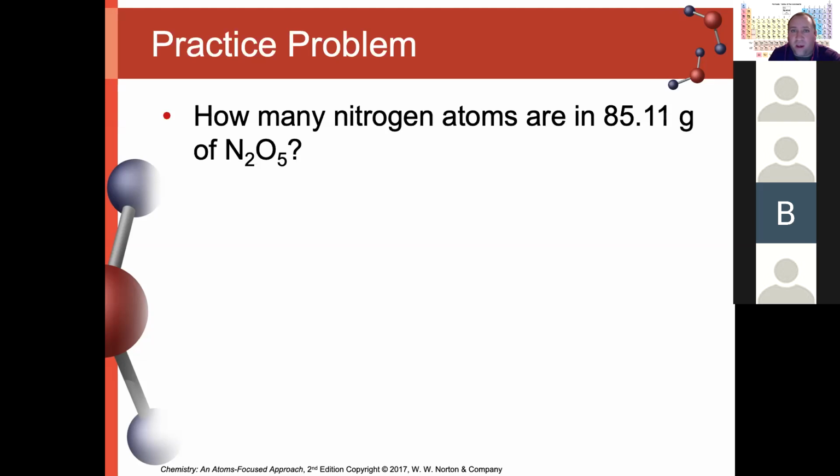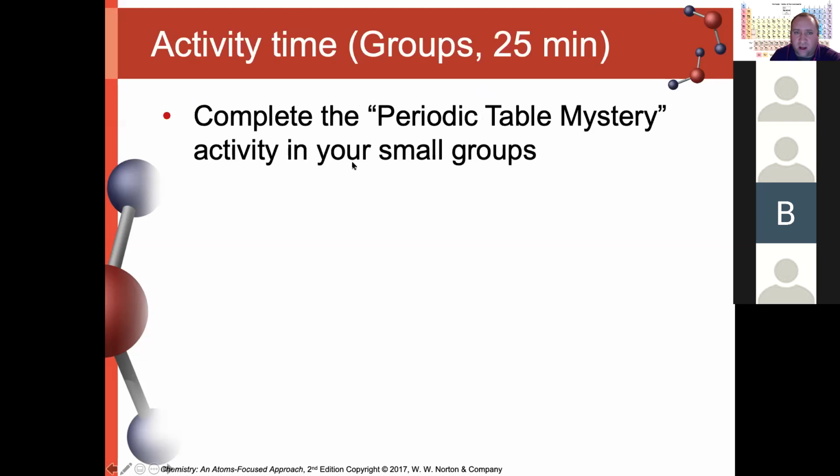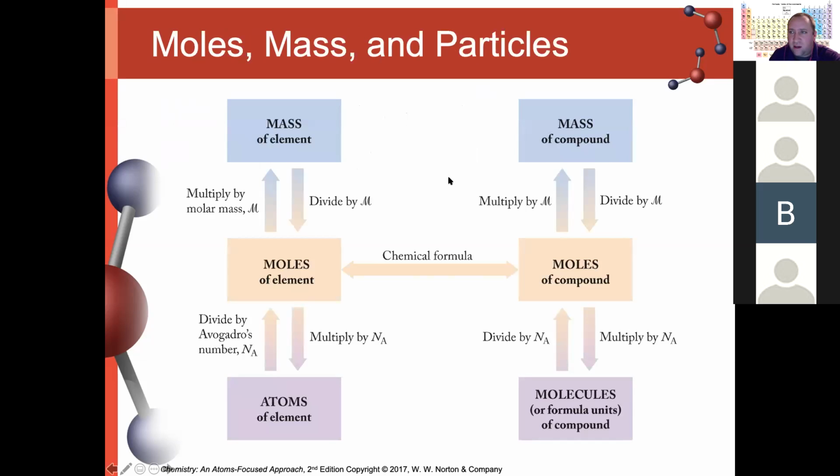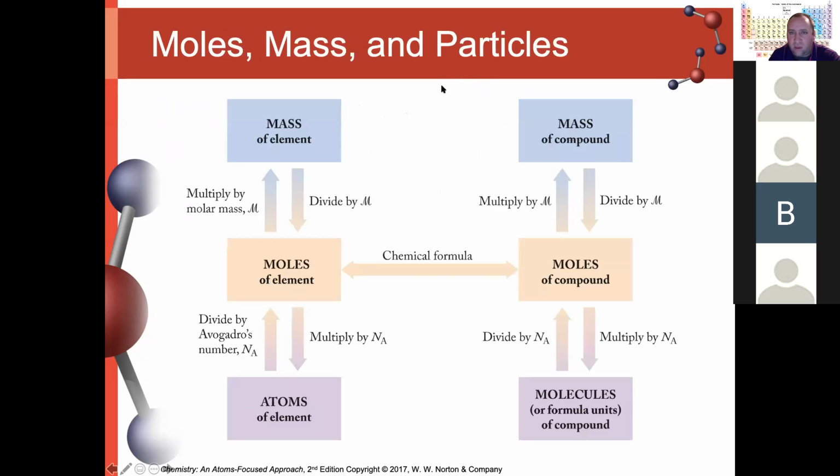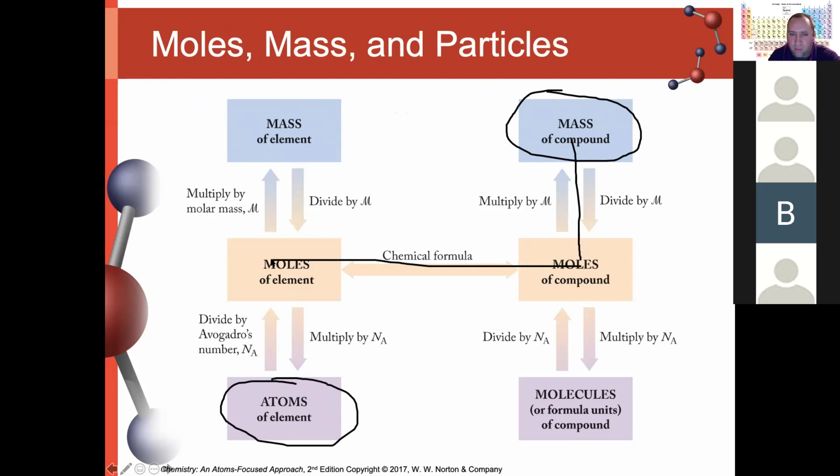Now, again, the way to organize this would be to go back here and look at, okay, I'm starting with a mass of a compound, and I want to take it all the way to atoms of an element. So there are a couple of steps. Each one of these line segments represents an individual calculation that I'm going to have to do.